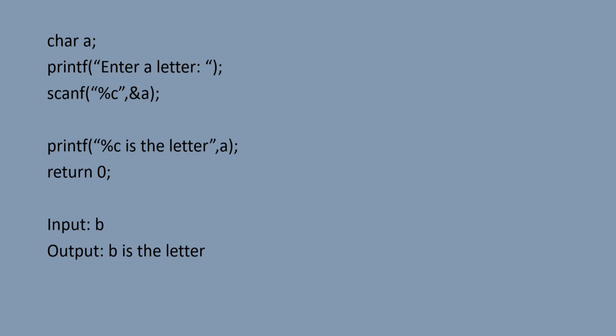We're going to do the same thing with the scanf. We're going to use the ampersand sign with the variable name. Printing it out will be exactly the same as ints and doubles, except with the placeholder as %c. So %c is the letter, and we put the variable at the end of the printf statement. Let's say the input is b. So enter letter, input is b. The output is going to be b is the letter, but if we put c, it would be c is the letter.